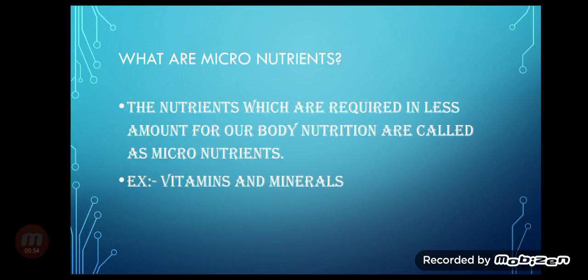So let's move on. Let us see what are micronutrients. So this is quite opposite to macronutrients. We already know that macronutrients are the nutrients which are required in large amounts. I said quite opposite, no? So micronutrients are required in small amounts for our body nutrition. Examples are vitamins and minerals. These examples also should be memorized.